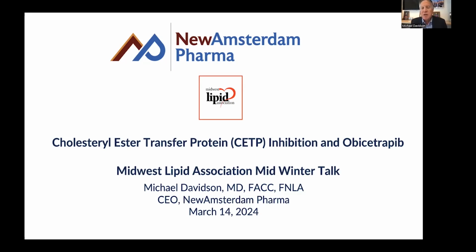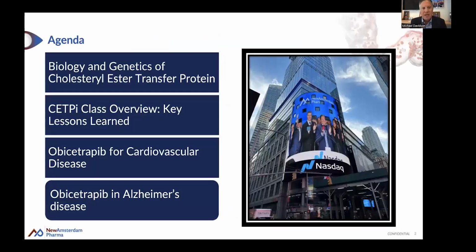So we're going to talk about CETP inhibition and obicetrapib. The agenda is, I'll first give you a background about this very interesting and exciting target of therapy. Talk about the class and the lessons learned, and then specifically focus on obicetrapib and the clinical data that we have. And then lastly, I'm just going to touch on another exciting area that we're investigating, and that is the effects of obicetrapib on maybe mitigating ApoE4 risk for Alzheimer's disease.